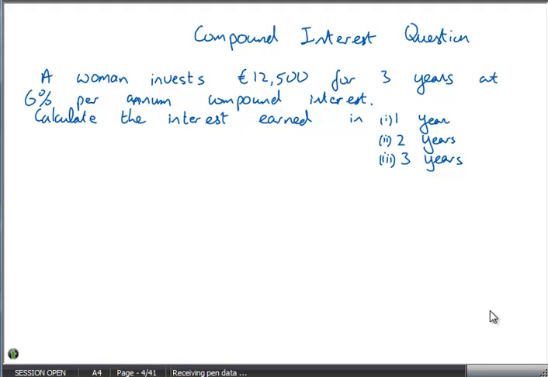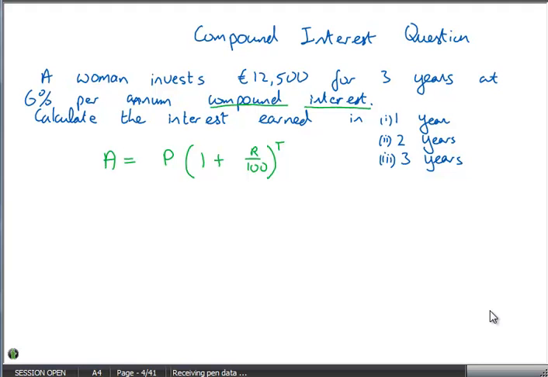The first thing you do with all these questions is you write out the formula we use for compound interest. As soon as you see this word, compound interest, you're going to be using the formula. And the formula is A is equal to P brackets 1 plus r over 100 to the power of T. This is given to you in your log table, so you don't have to learn it off.